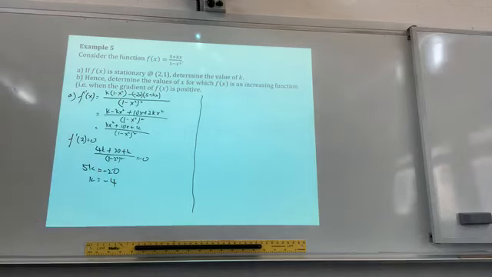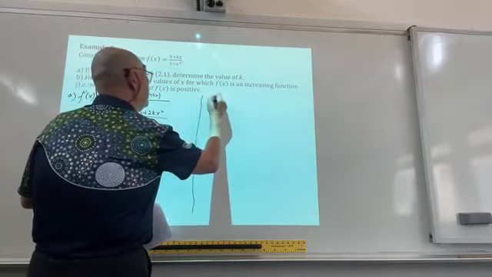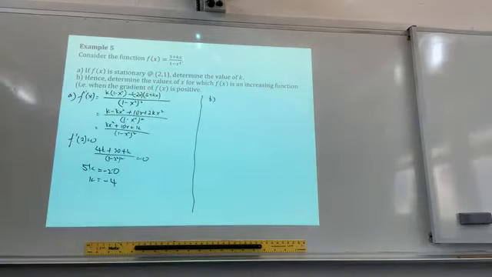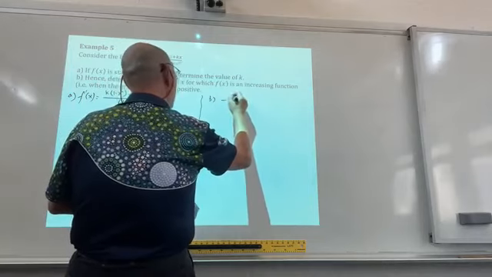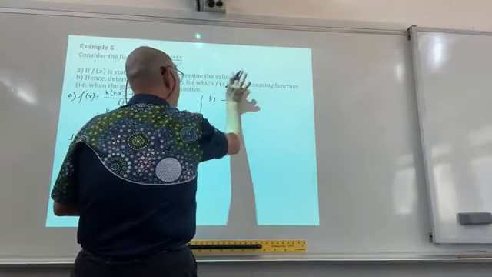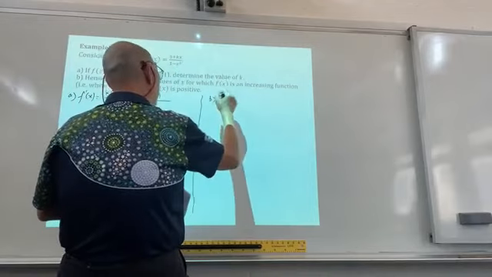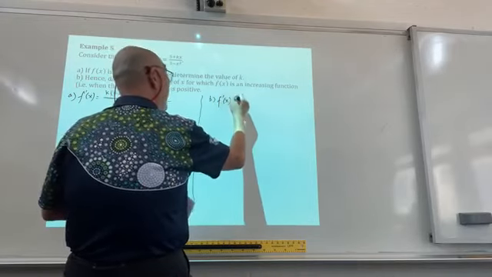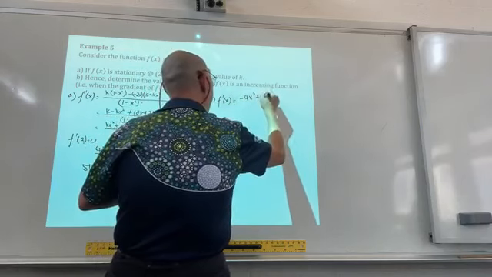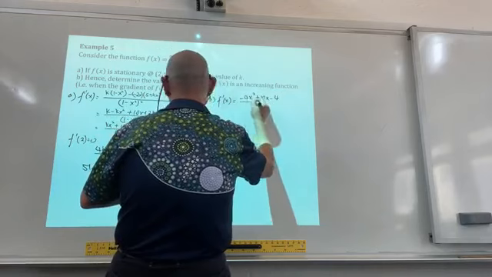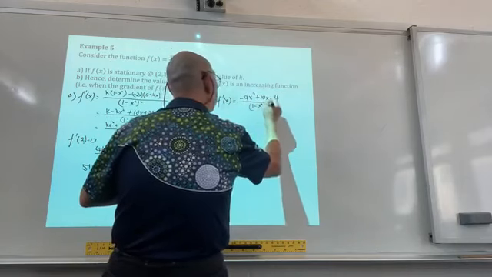So once you know k equals minus 4, part B, you can determine the values of x for which f(x) is an increasing function. Now, substitute minus 4 into here. Hang on, let me write it out properly. So, the first derivative of f(x) is minus 4x squared plus 10x minus 4, over 1 minus x squared, squared.